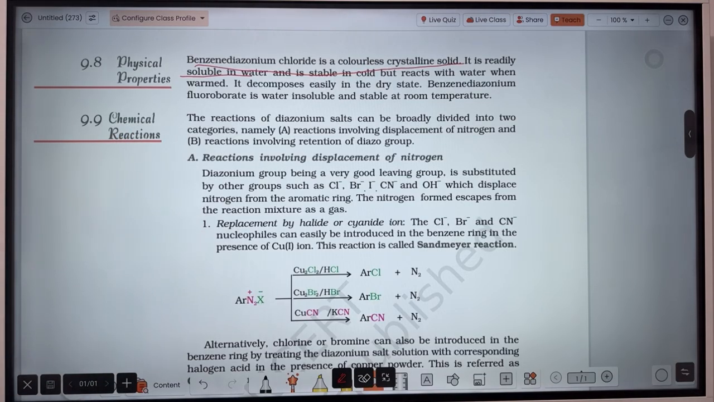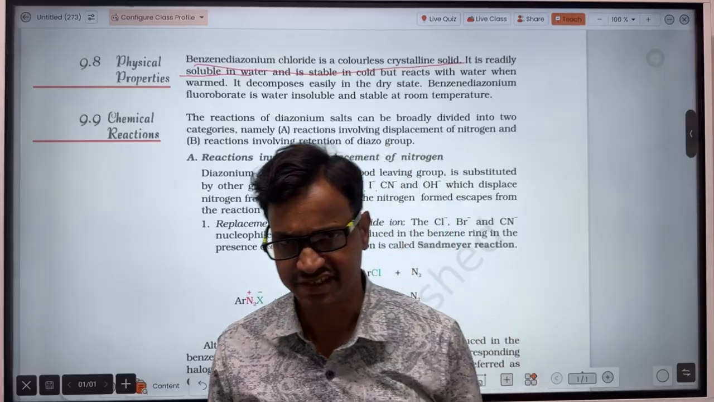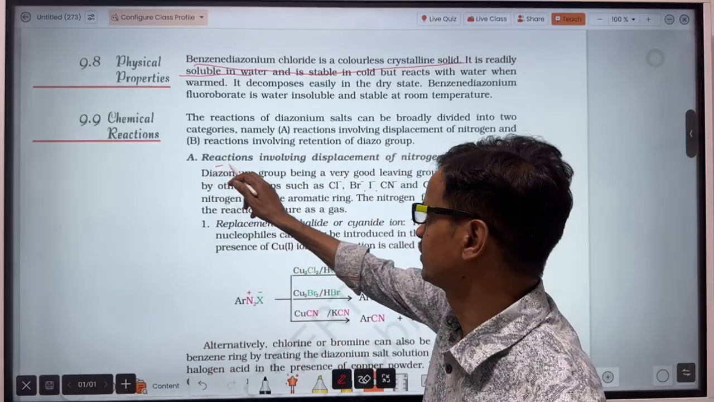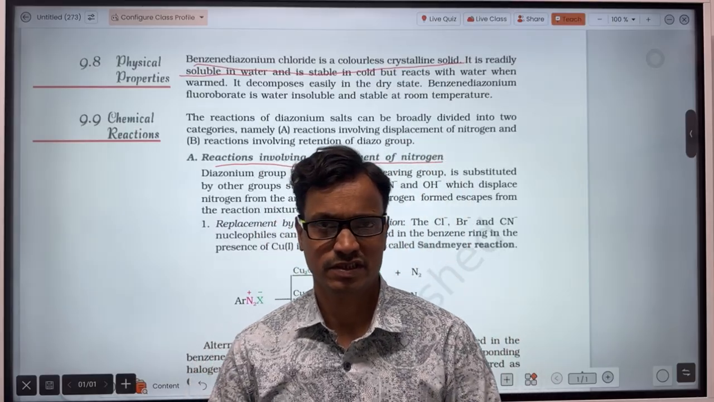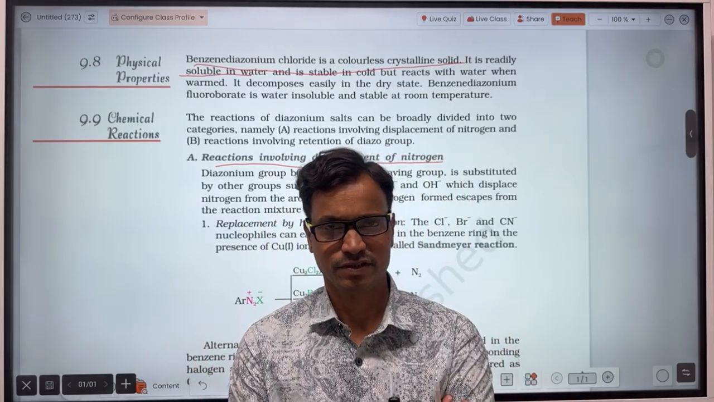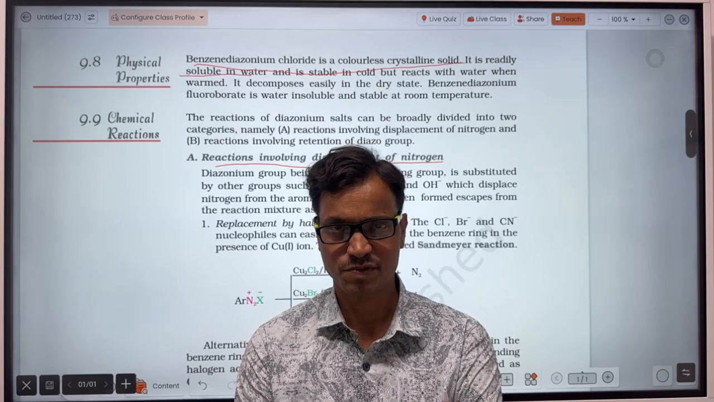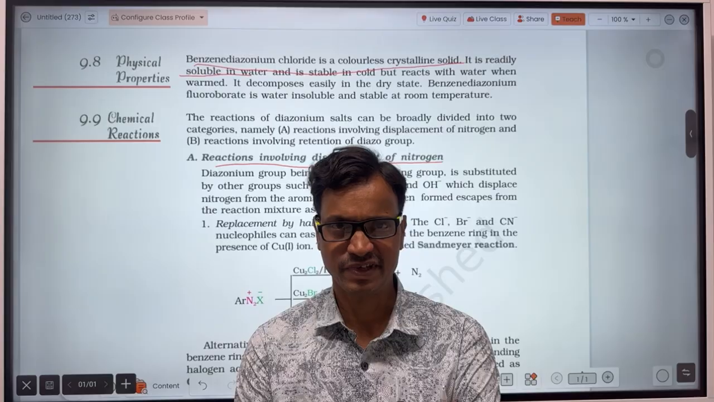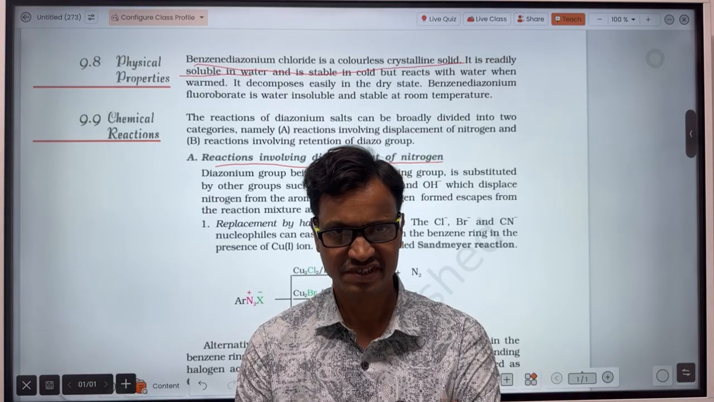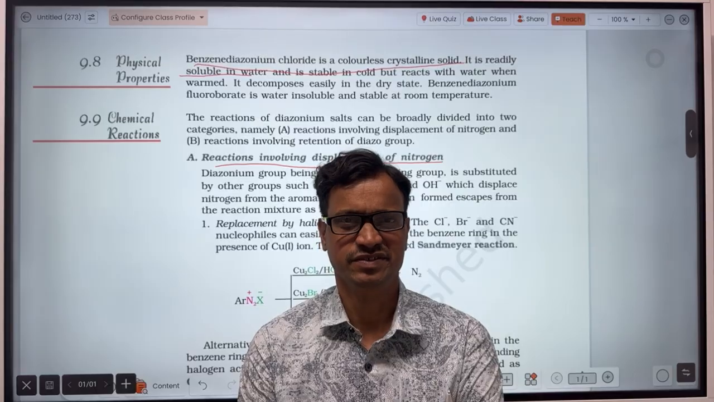Let's see about the chemical reactions. The benzene diazonium salt shows two types of chemical reaction. One is reactions involving displacement of nitrogen. That means there will be some reactions in which the nitrogen is released from the diazonium salt, and there will be some reactions in which the nitrogen is retained by the benzene or the aliphatic carbon, only benzene actually.